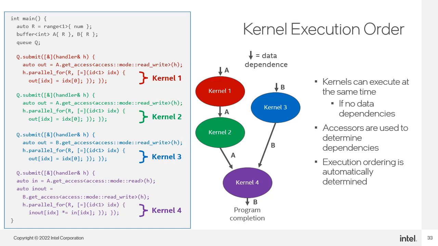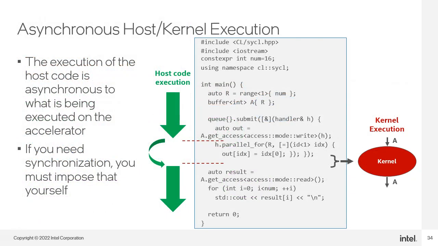Its execution is the last before the program completion. The application scope, which is the host code, executes asynchronously to what is being executed on the accelerator device. Looking at the order in which the scopes are arranged, you typically go from application scope to command scope and then to kick off the kernel.